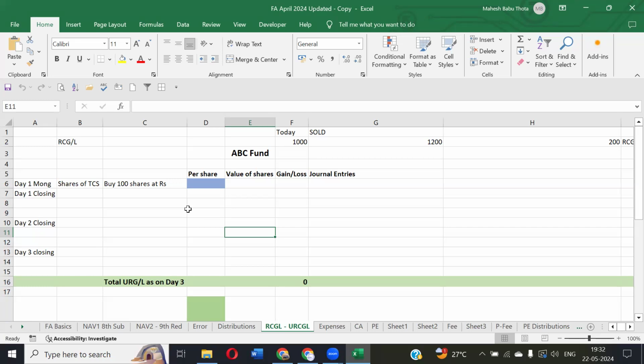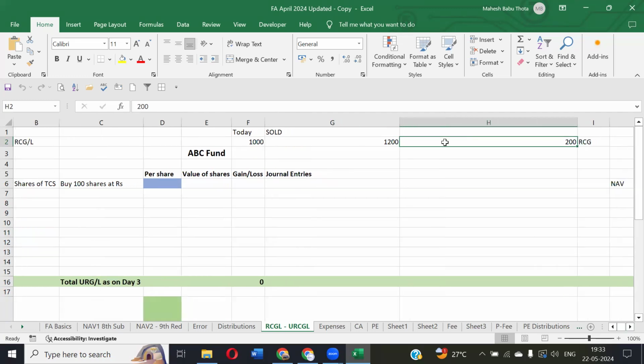So how we need to account this unrealized capital gain and realized capital gains in the account, we will see now. Okay. Suppose if it is a gain, where do you need to show it in the financial statements? Let's say for example, we have invested today 1,000 rupees, and we sold it for 1,200 rupees. 200 rupees is a gain, right? So where will you show this 200 rupees?